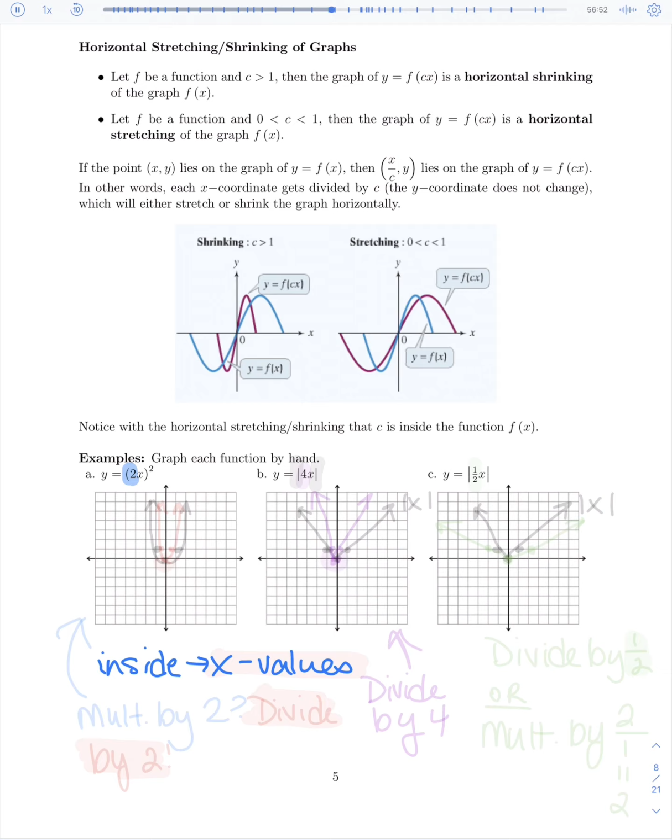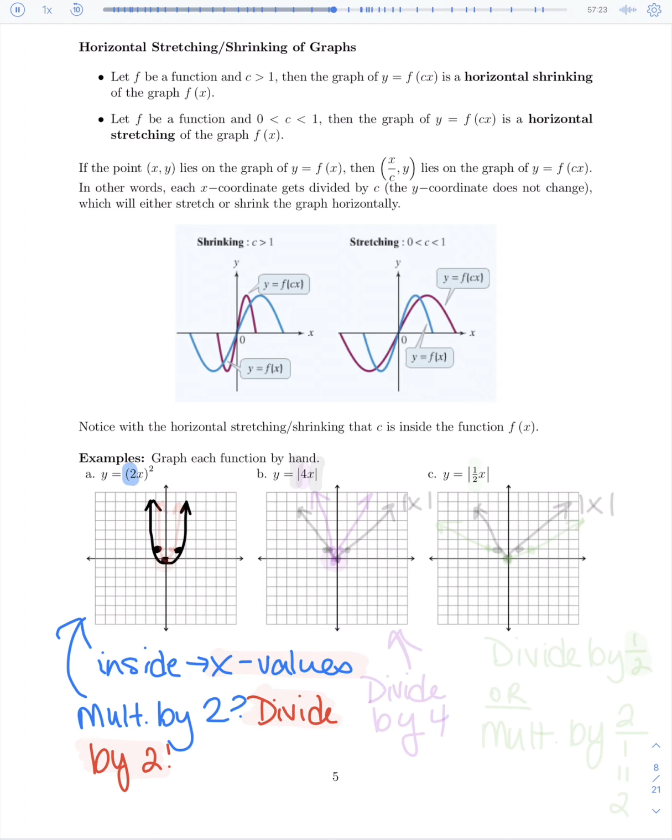So in this first one, it looks like you should be multiplying by 2. But remember, with x values, we actually do the reverse, so we're actually going to divide them by 2. So you would have your normal x squared graph, which looks like this: (1, 1), (0, 0), (-1, 1), and it's a parabola.